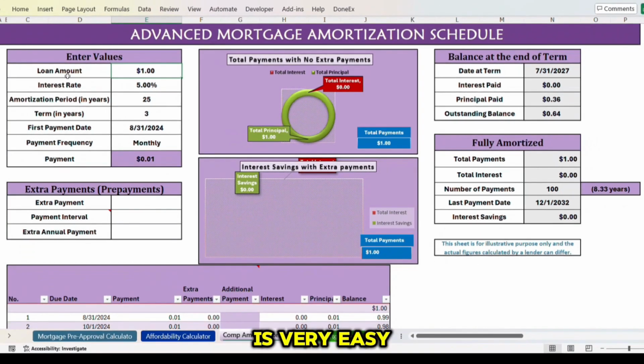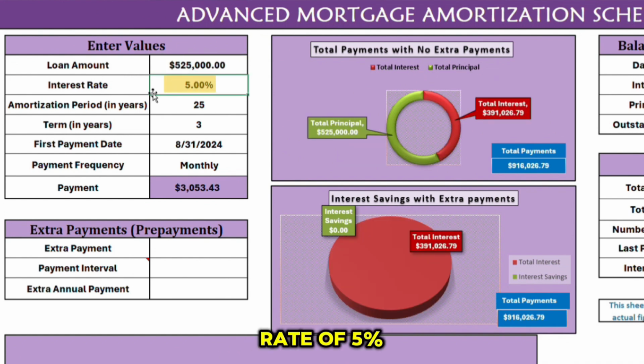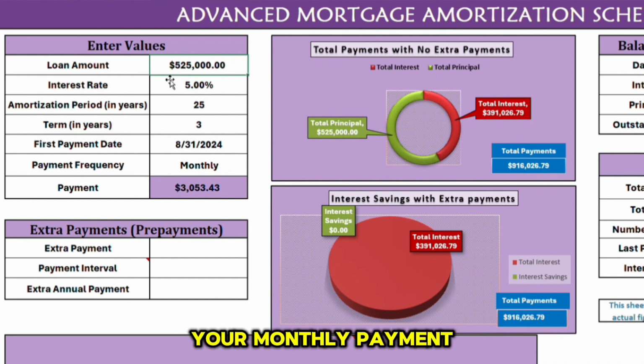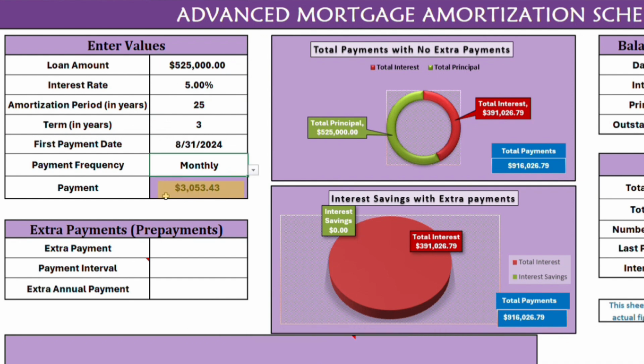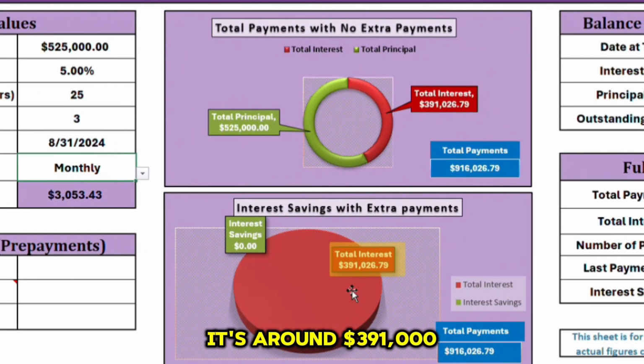So this calculator is very easy to use. In the left-hand column, if you see, we just need to enter the values. For this example, I'm assuming we have a mortgage of $525,000 at the interest rate of 5%. Amortization I'm selecting as 25 years. For a term of 3 years, I'm assuming it to be 3-year fixed loan. So for this amount of the loan, your monthly payment is going to be $3,053.43. And at this interest rate, what is the total interest that you're going to pay over the lifetime of the mortgage? It's around $391,000.